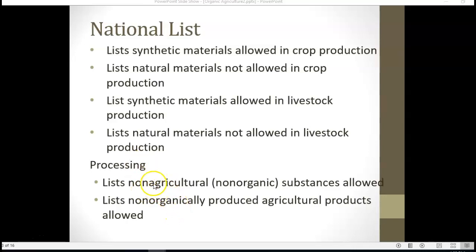So one thing about processing is, surprisingly, it's possible to produce organic corn chips, organic Fritos. I think we all know that ideally you don't process your food, and especially organic food. But that's basically a critique of the organic program, that it still does allow a lot of food processing if that's what people want.